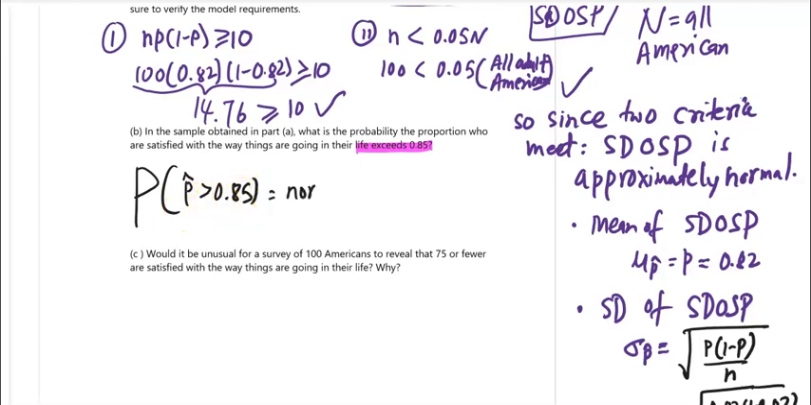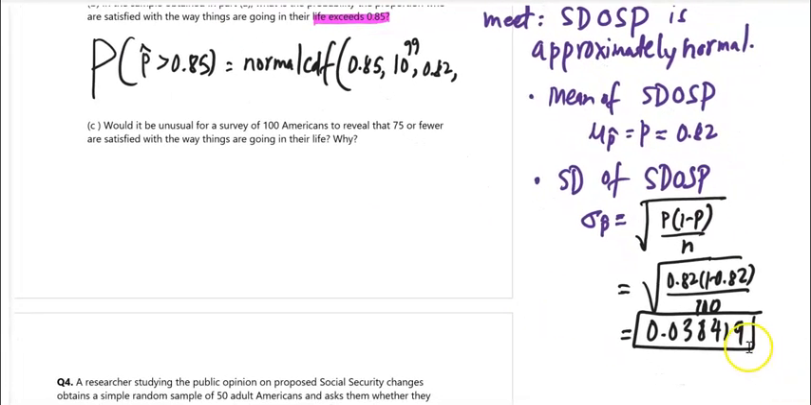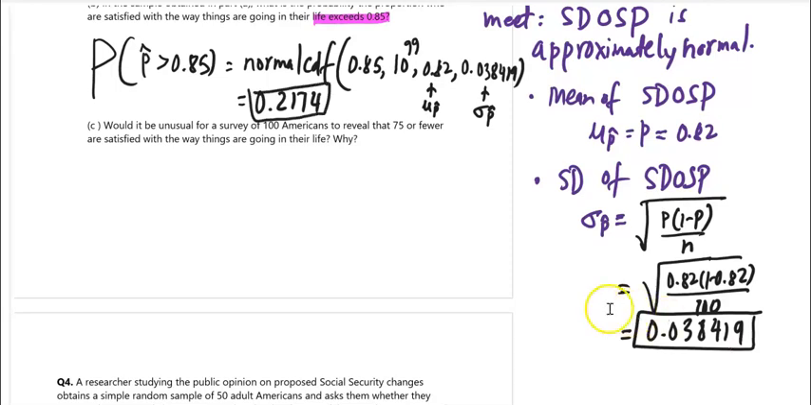This is going to be normal CDF, finding the area. Since it's greater than 0.85, 0.85 is the lower bound and the upper bound is 10 to the power 99. The mean is the mean of the sampling distribution of sample proportion, 0.82, and the standard deviation is the one we found before, 0.038419. These are mu p hat and sigma p hat. On the calculator, the probability is 0.2174. That's part B.